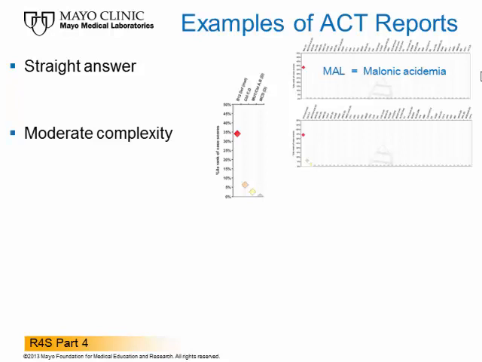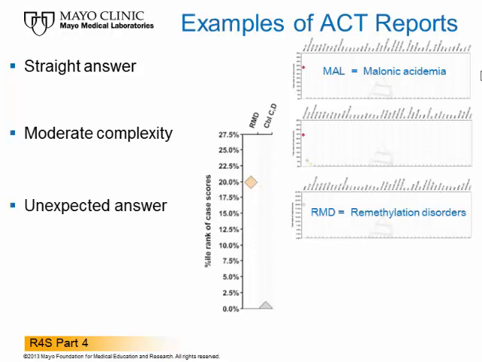The tool may provide a completely unexpected answer, like this case who is affected with a remethylation disorder, a group of at least 3 conditions not yet included in the recommended panel but likely to be added sometime soon. One of the 2 main features of the biochemical phenotype of these conditions is a low concentration of the amino acid methionine and related ratios.